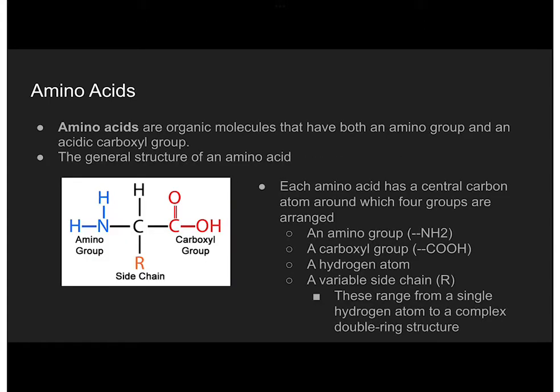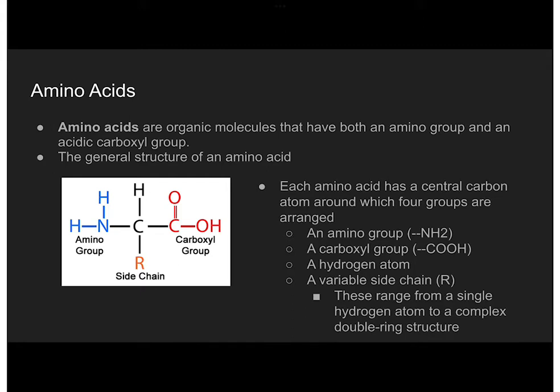And so the building blocks of proteins are amino acids, and they are organic molecules that have both an amino group, so now we know what those are, we know what amines are, and an acidic carboxyl group, which is carboxylic acid, and we know what that is as well. So the general structure is here on the screen.